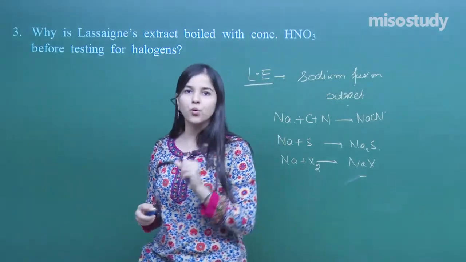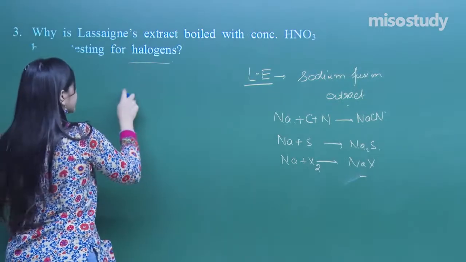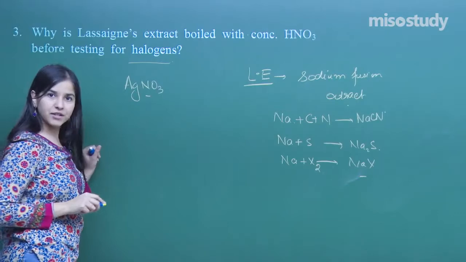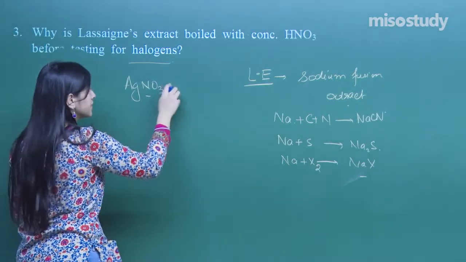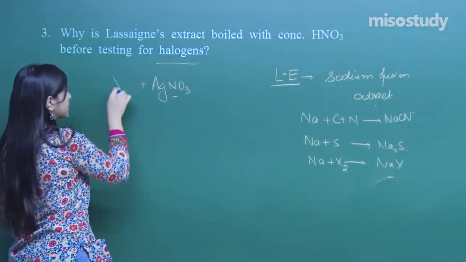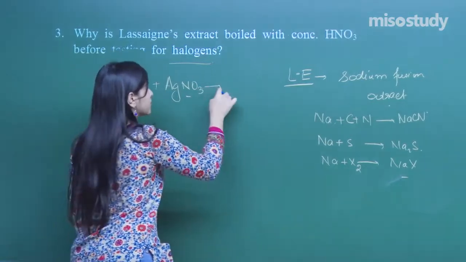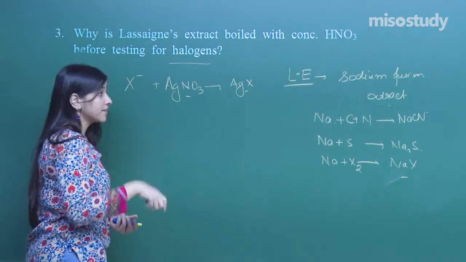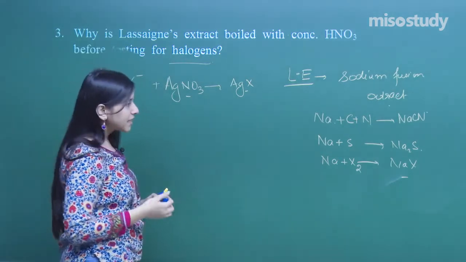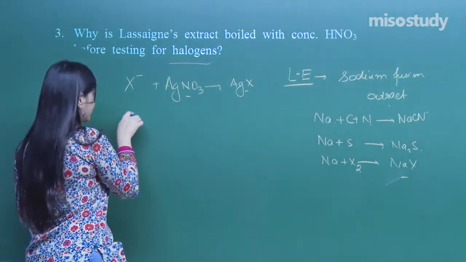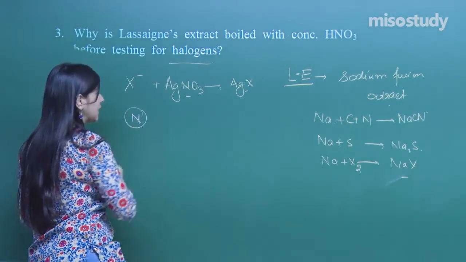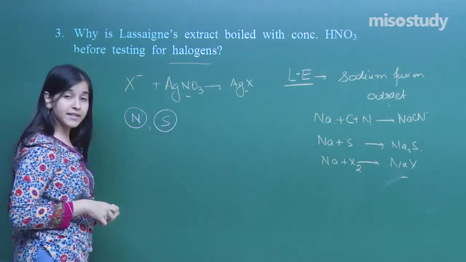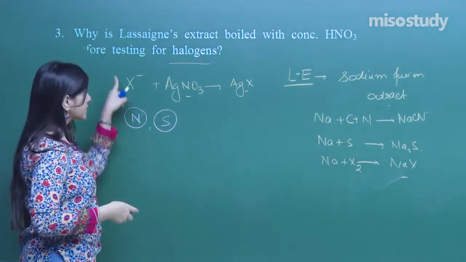First of all, you should know what the test for halogens is. For testing of halogens, we need silver nitrate, AgNO3 to be added, and if there is some halogen present, let's say X negative, it will get converted into AgX. That is the particular reaction we want. But if there is nitrogen or sulfur present in the compound already, it hinders this reaction.